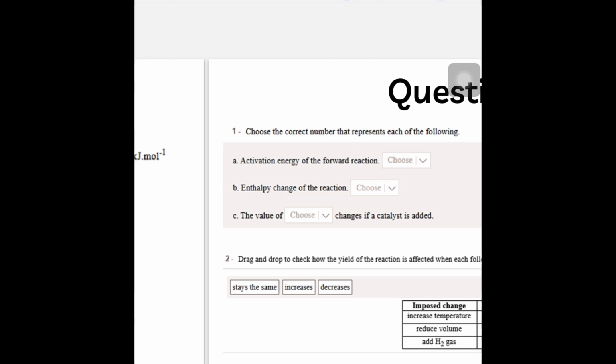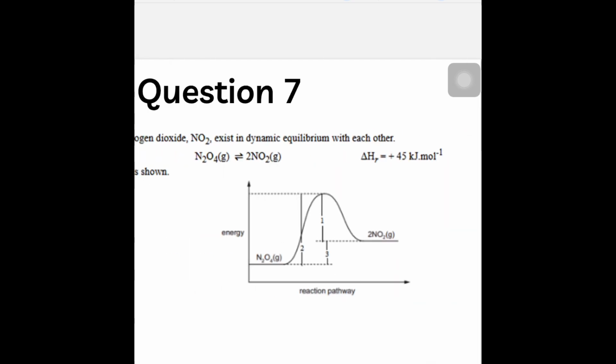Enthalpy change of the reaction. The enthalpy change stands for the change of energy between the products and the reactants, which are NO2 and N2O4. So it's going to be 3.